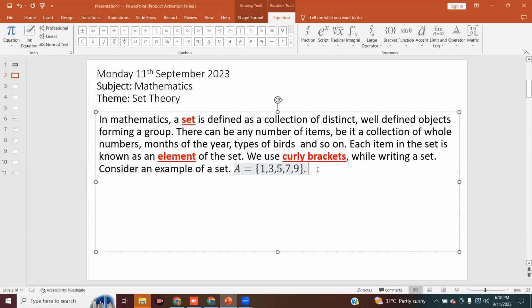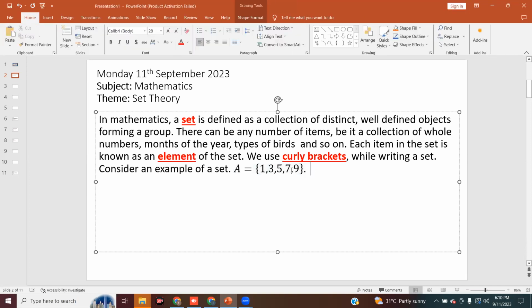Very good. So how many elements are there? Latalia, how many elements are in set A? 5. Very good. What are the elements? 1, 3, 5, 7, and 9. So we could say that set A has how many elements? 5. That's 5 elements.